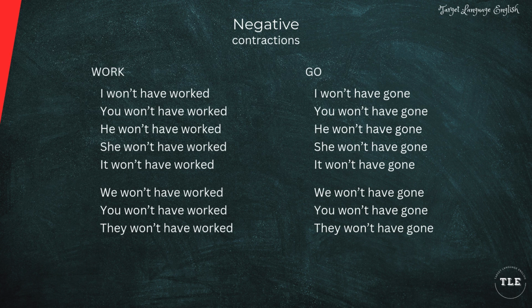Go, singular. I won't have gone, you won't have gone, he won't have gone, she won't have gone, it won't have gone. Plural, we won't have gone, you won't have gone, they won't have gone.